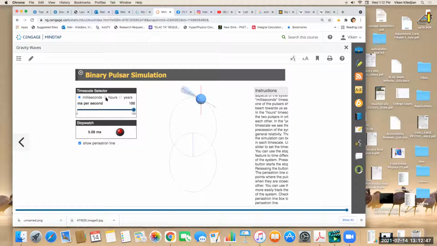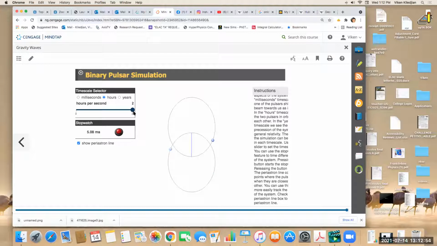Okay, so now let's look at the hour scale. Speeding that up makes them go faster around each other. See that? So besides this top one spinning, it's also going around its companion pulsar.